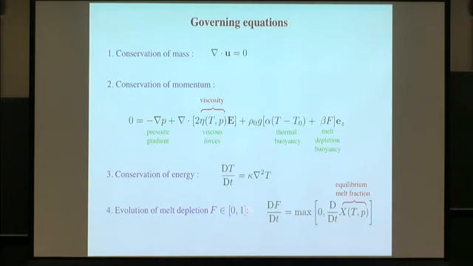We also have conservation of energy here, and finally the evolution of the melt depletion function itself, which ranges from 0 to 1. You'll notice this somewhat odd form. I say that it's the maximum of 0 and a convective rate of change of the equilibrium melt fraction. This equilibrium melt fraction, by the way, comes from the McKenzie-Bickle parameterization. But this form here means that we have no freezing in the model. If melt is formed, we assume that it escapes upwards rapidly, and it doesn't remain in contact with the matrix to freeze then if this quantity goes negative.